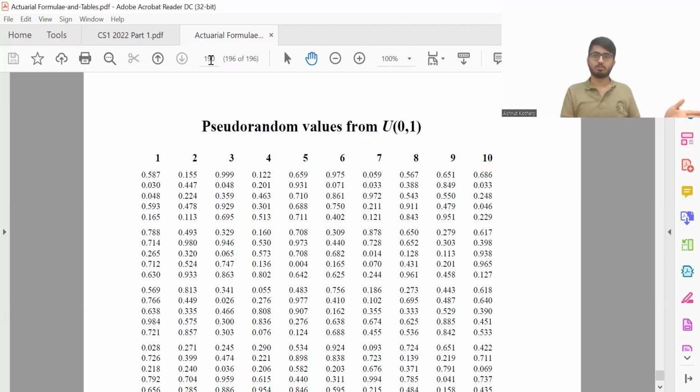For example, if I toss a coin, if I get a head, I will say the number generated is 5. If I get a tail, the number generated is, say, 2. This is one natural process. An artificial or non-natural process is using software to generate random numbers, and these random numbers will generally be between 0 and 1. Using this, we can generate a random number from any distribution, and we will shortly see the technique for the same.